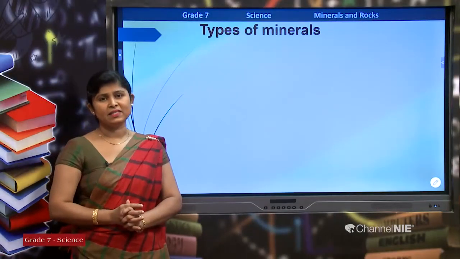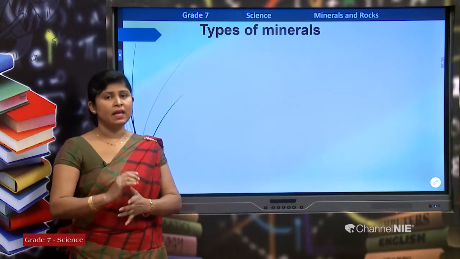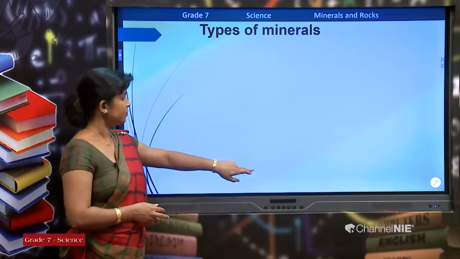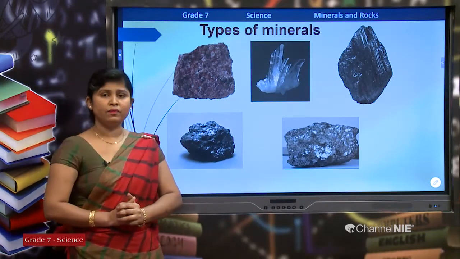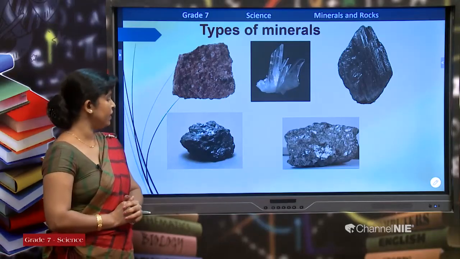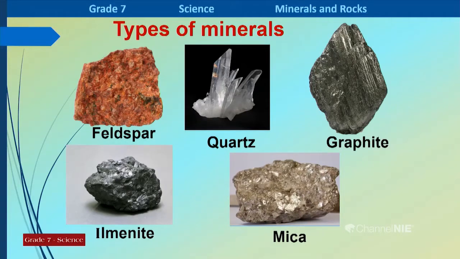Types of minerals, right. Now, at the beginning of the lesson I showed you that there are different types of minerals. I have given you some pictures of different types of minerals available in our country. Feldspar, quartz, graphite, ilmenite, mica, right. Let us read them again. Feldspar, quartz, graphite, ilmenite and mica, right.